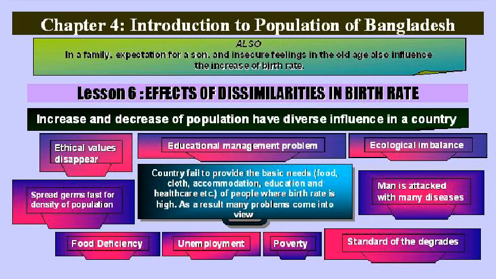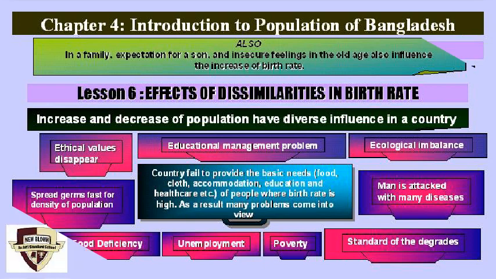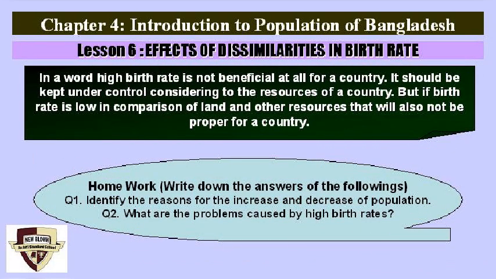What are the problems? Something like ethical values disappear and germs spread fast due to density of population, food deficiency, unemployment, poverty, and the standard of living degrades. Man is attacked with many diseases, ecological imbalance, and educational management problems. These are the problems. Also, there can be more. Okay, then in a word, high birth rate is not beneficial at all for a country. It should be kept under control considering the resources of a country.